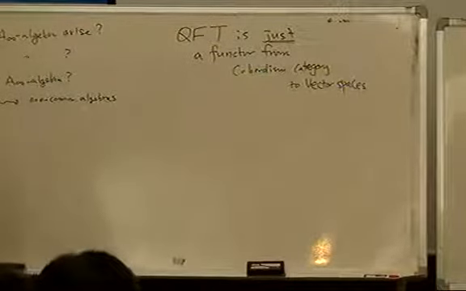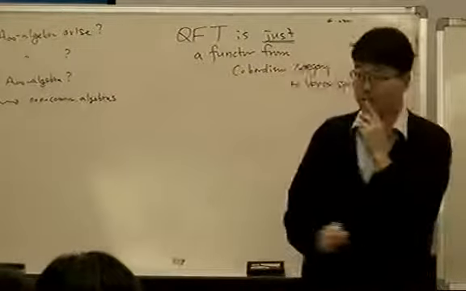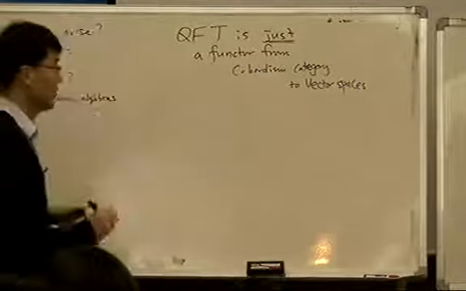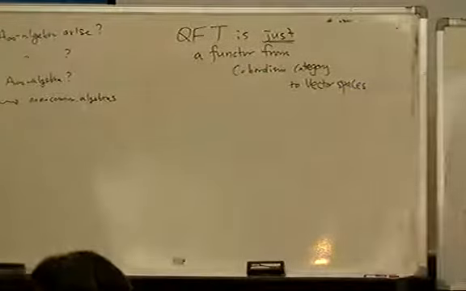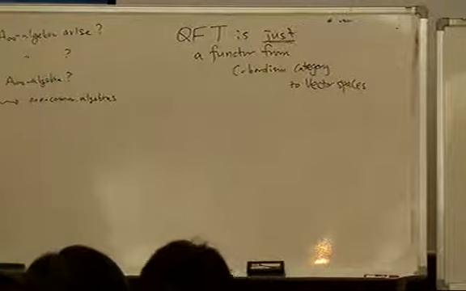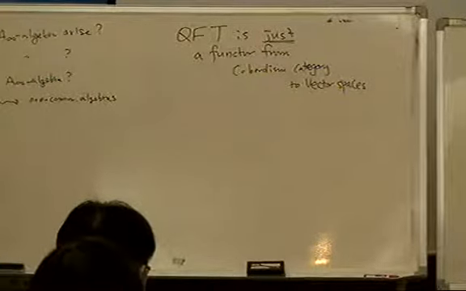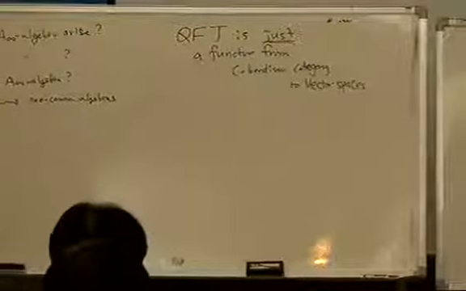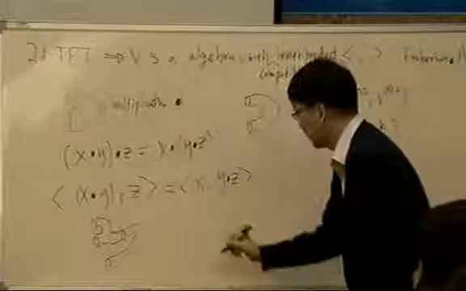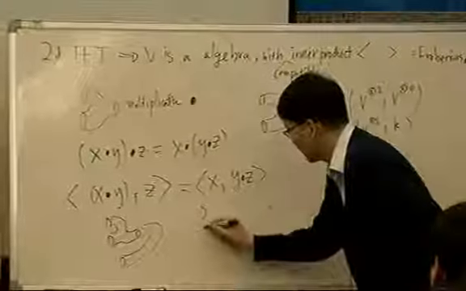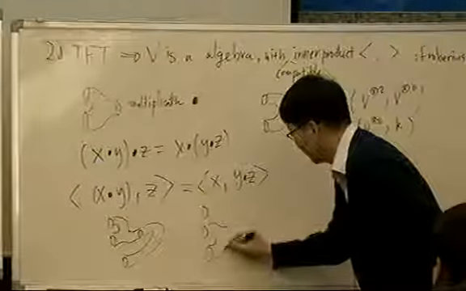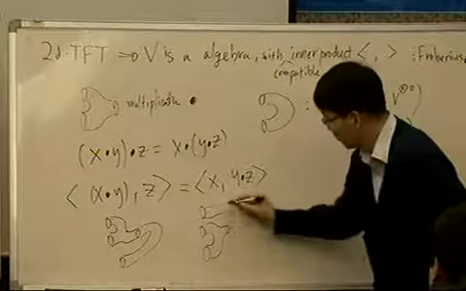And could you draw that compatibility? So you multiply x and y, and then the inner product is this. And this should be the same as first multiplying and then taking inner product.